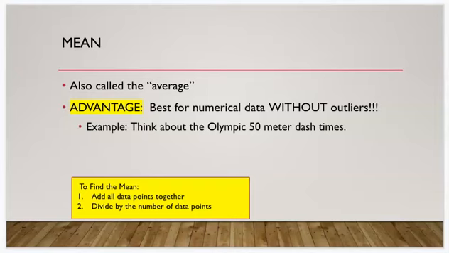An advantage of the mean is it's best for numerical data without outliers. So if you can think of an example, the Olympic 50-meter dash times, those would be very, very close together. There wouldn't be a lot of spread in that data, so the mean would be appropriate to report. How do we find the mean? We add all the data points together and we divide by the number of data points.